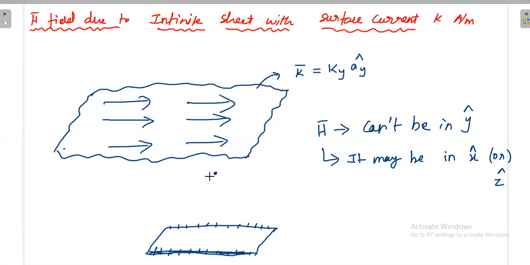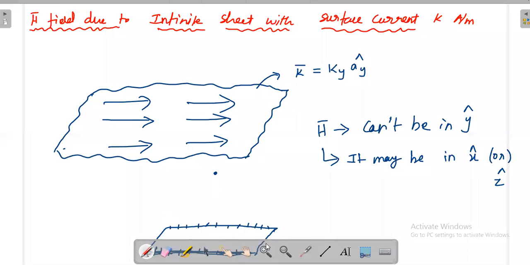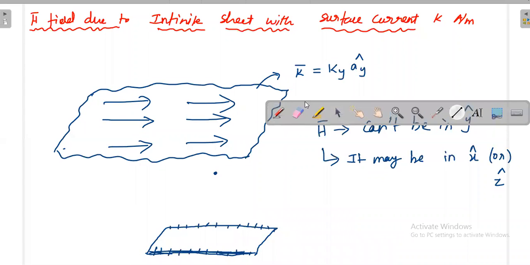Now you know that as per the Biot-Savart law, this is your source, and this is also your source. Once you know the source, you have to draw a line that connects your source and the observation point. I am going to connect my source with the observation point. Say this is my source, then I connect like this. If this is my source, I'll connect like this.